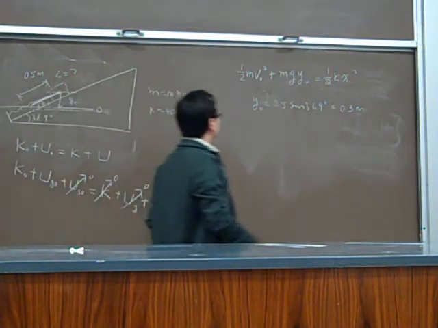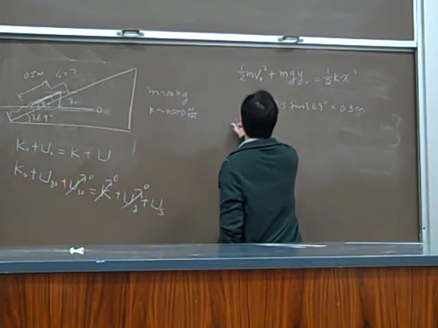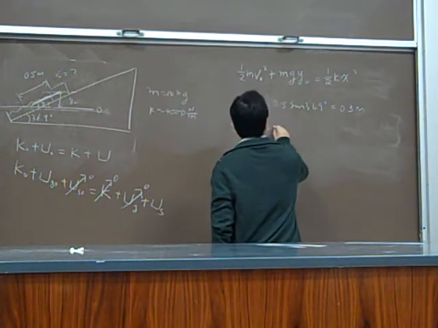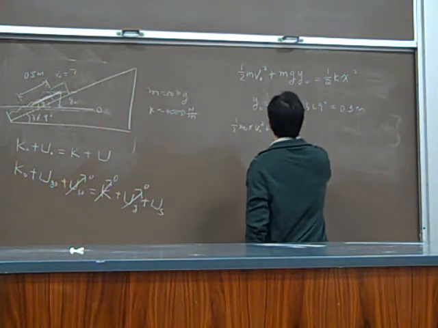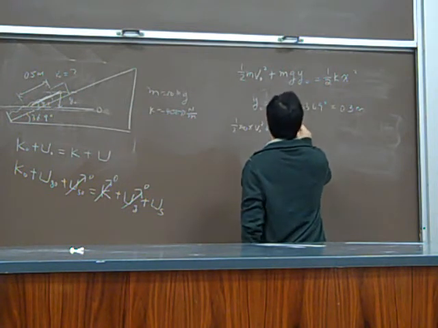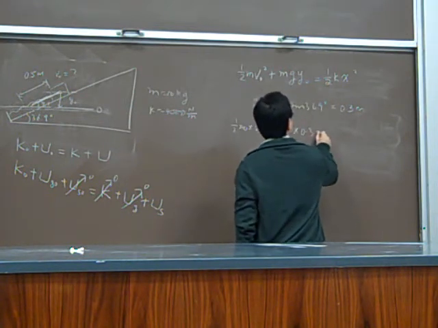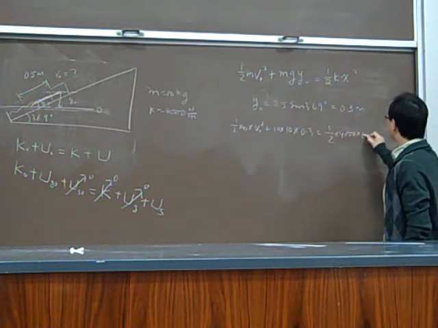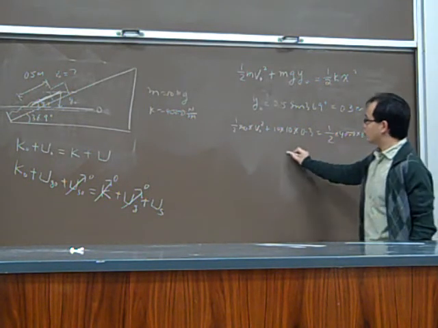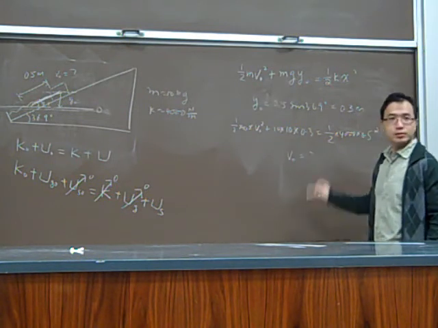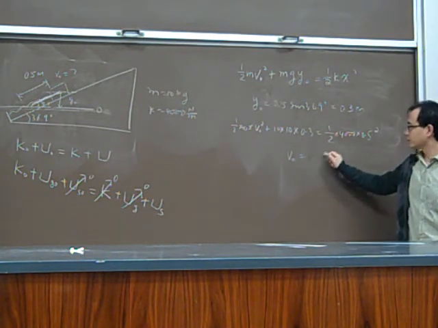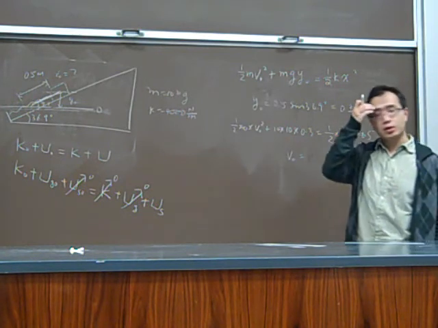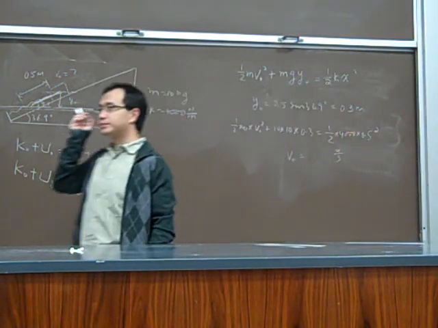So now you've got everything. You get 1/2 multiplied by 10 multiplied by v naught squared plus 10 multiplied by 9.8 multiplied by 0.3 equals 1/2 multiplied by 4,000 multiplied by 0.5 squared. So you should be able to solve for v naught in meters per second. Any question here?